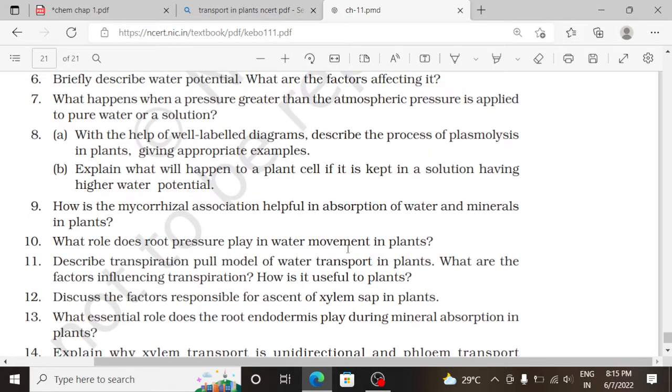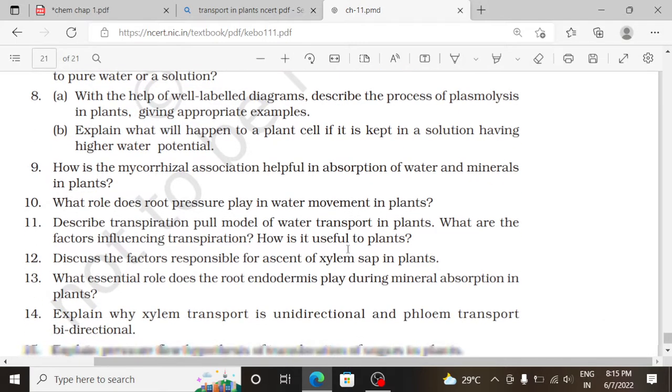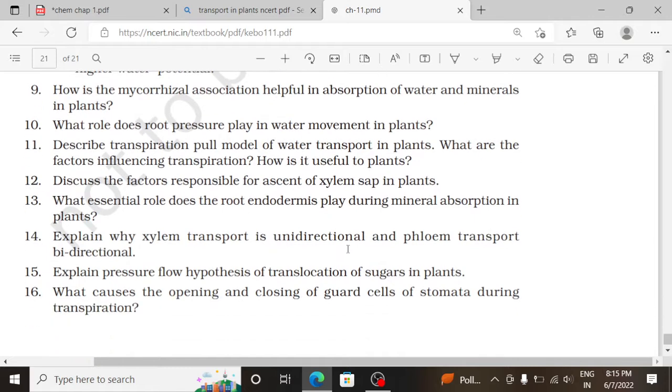Seventh, what happens when a pressure greater than atmospheric pressure is applied to pure water or a solution? Eighth, A, with the help of a well-labeled diagram, describe the process of plasmolysis in plants, giving appropriate examples. B, explain what will happen to a plant cell if it is kept in a solution having higher water potential.